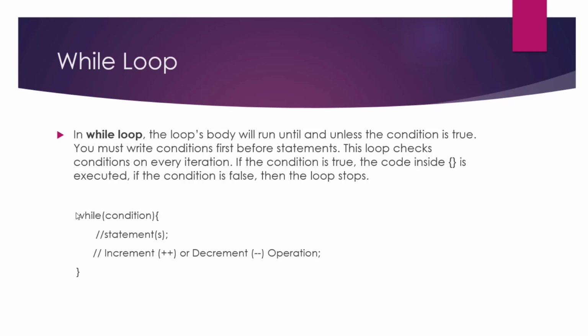Here you can see the syntax of while loop. Here we write our condition. First of all, it will check condition. If condition is true, then it will enter into curly braces and execute all the statements inside curly braces. And at the end, it will perform increment or decrement operation, right? Now let me open VS Code and show you practically.